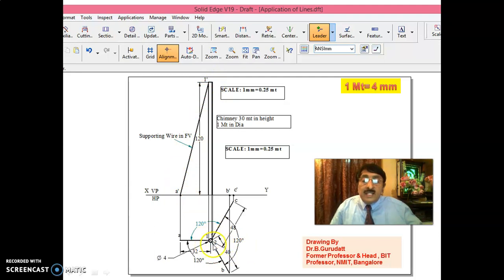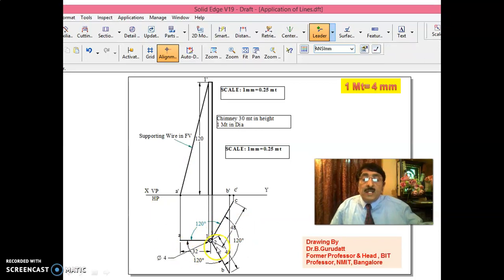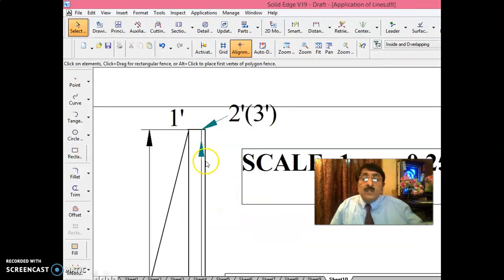I'll enlarge this area because 2 is not at the end. You see here, if you take the projectors, it will go a little left of that. That is why 2 to 3 will come here. 2 dash, 3 dash from here. From here you have to join it to that. Don't join from the end here.